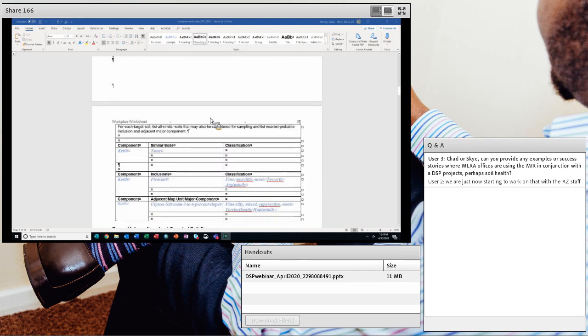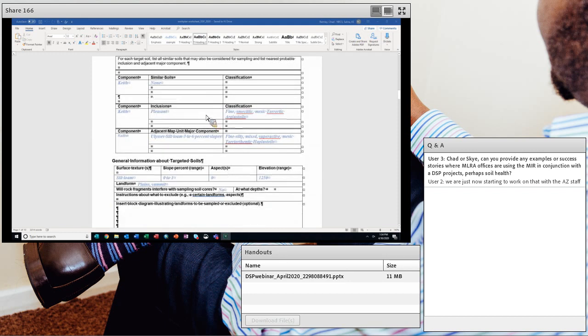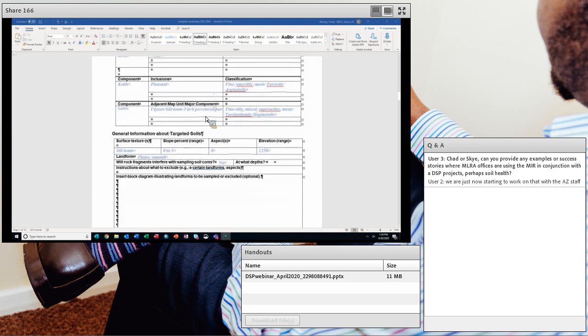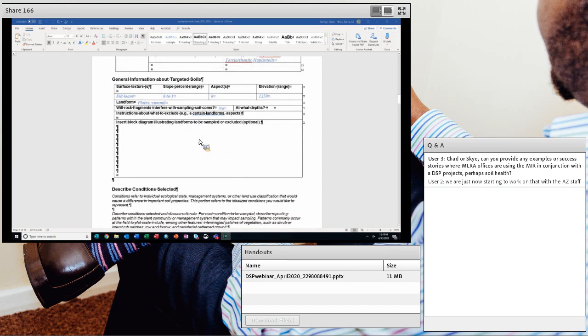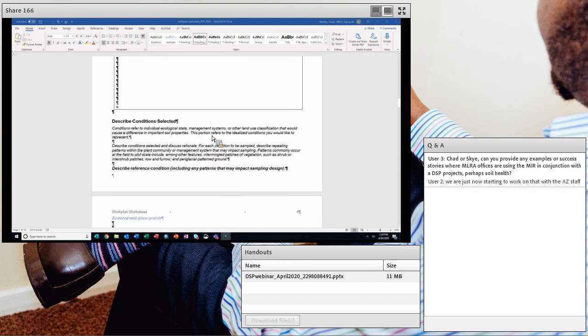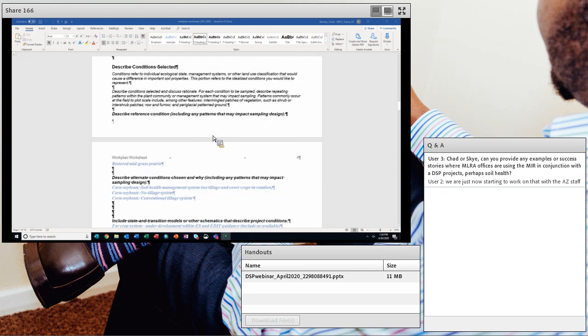Obviously, you list your soil, your classification, what are the components, what are your inclusions, similar soils, what may be adjacent to it that could have impact on your sampling. General information about targeted soils: we talk about the landforms, texture, aspect, any rock fragments, etc.